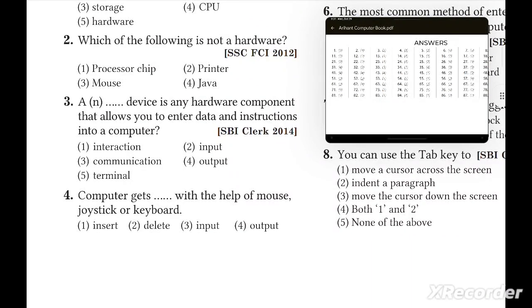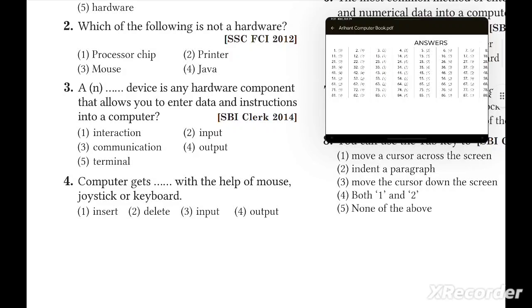Next, third, an input device is any hardware component that allows you to enter data and instructions into a computer. First, interaction; second, input; third, communication; fourth, output; fifth, terminal. The correct answer is second, input. Next, computer gets dash with the help of mouse, joystick or keyboard. First, insert; second, delete; third, input; fourth, output. The correct answer is third, input.